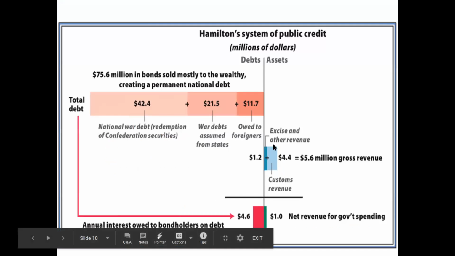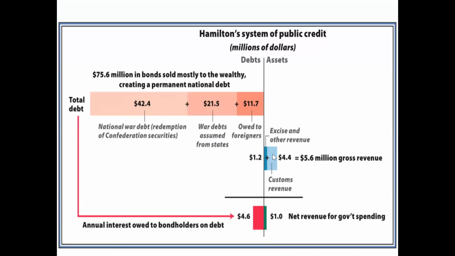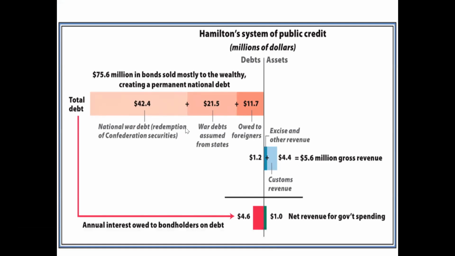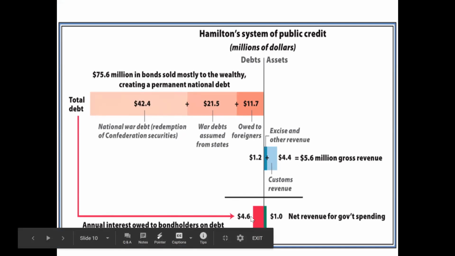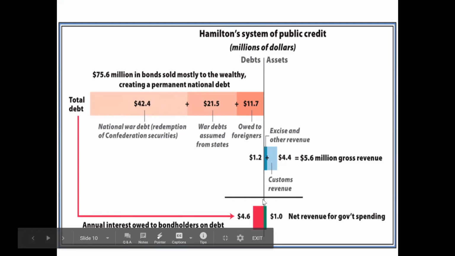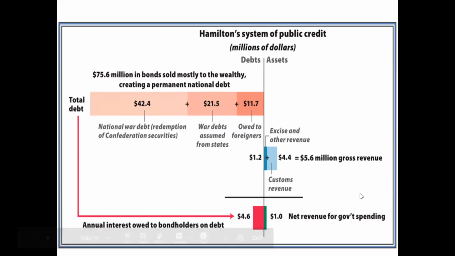Here you can see the amount of money that the United States is getting in through customs revenue. Those are tariffs, and excise, that's excise taxes. So the annual interest, we have this huge $75 million debt. Every year it goes up about $4 million, and we're getting about $5 million in. So we're able to pay off our interest with about $1 million left over.